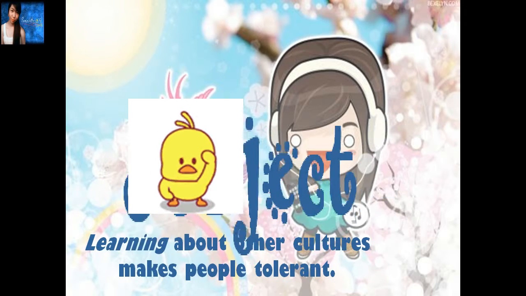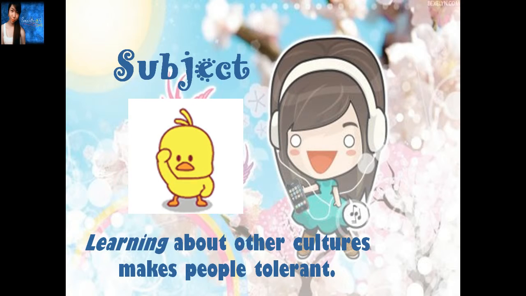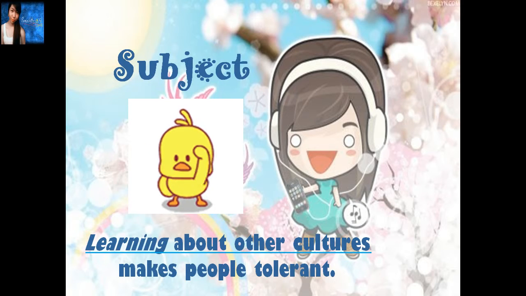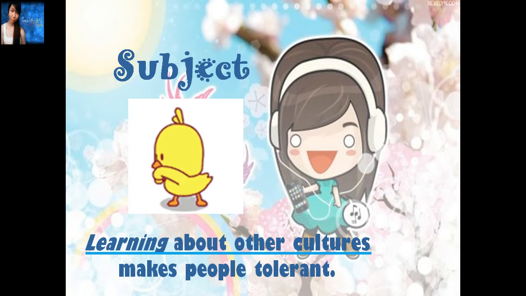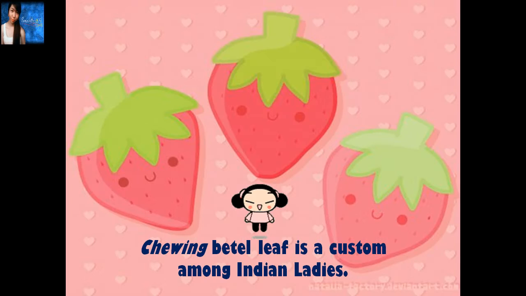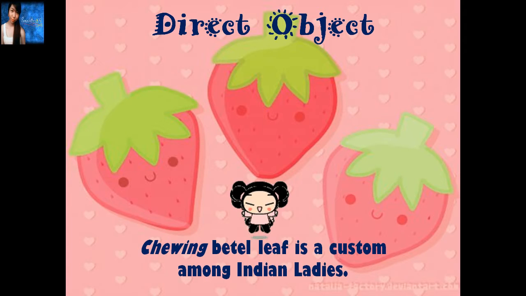First is as a subject. Subject is the one being talked about in the sentence. In our example, learning about other cultures makes people tolerant. Since our topic in the sentence is learning about other cultures, and we use the gerund learning, it is then our subject.